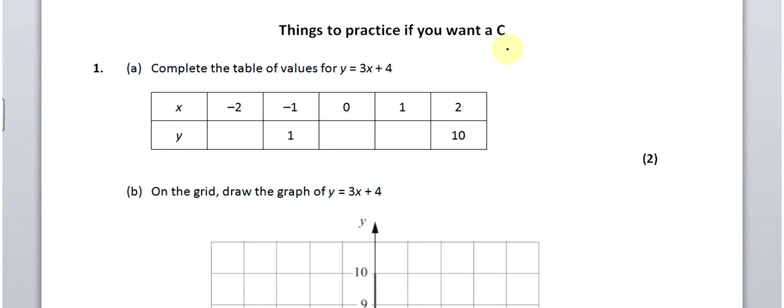Here are the solutions for number 4. Before you listen to this, you should have had a go at all the questions. So, question 1. Complete the table of values for y equals 3x plus 4.